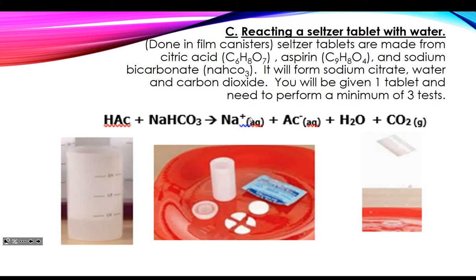The next one is a seltzer tablet with water. On this one, we're going to use a film canister. We're going to test for the height that it will go. We're going to test for the time that it takes for it to go. So there's 2 things that you're testing on that one.